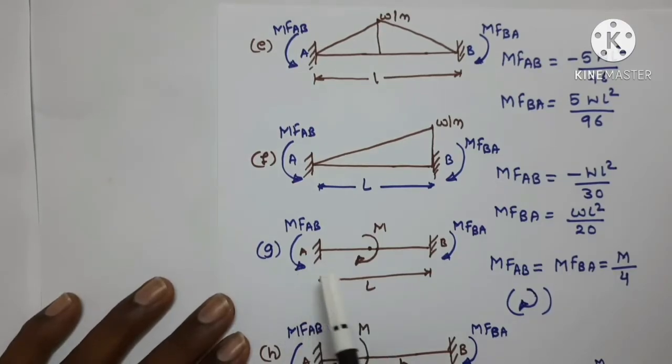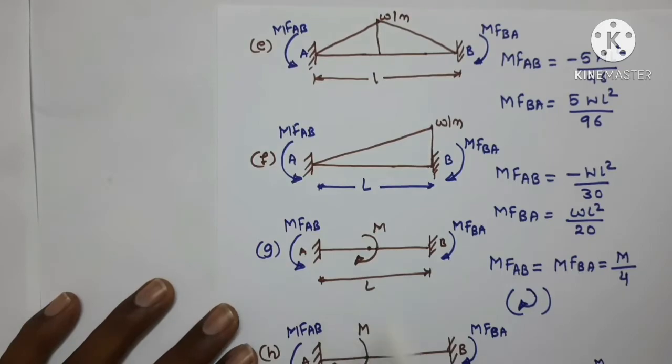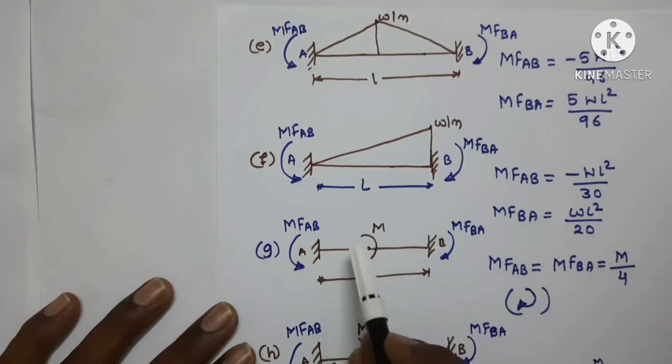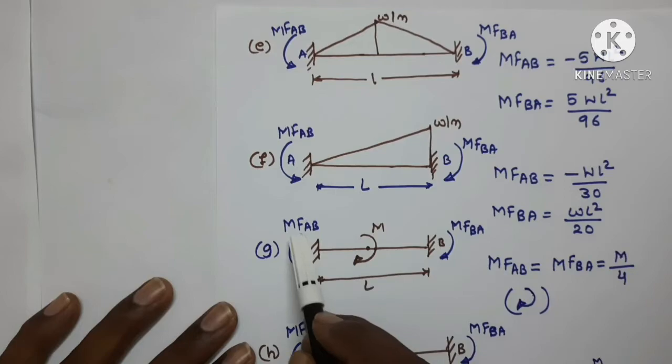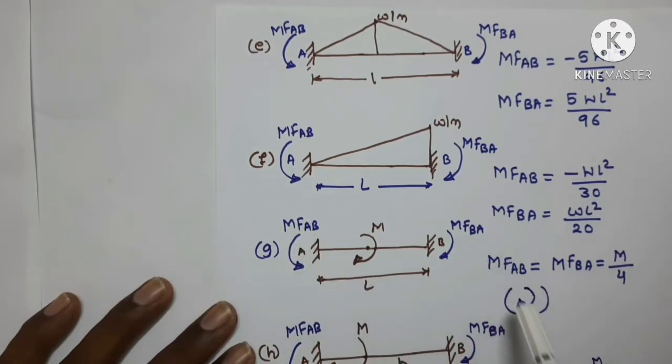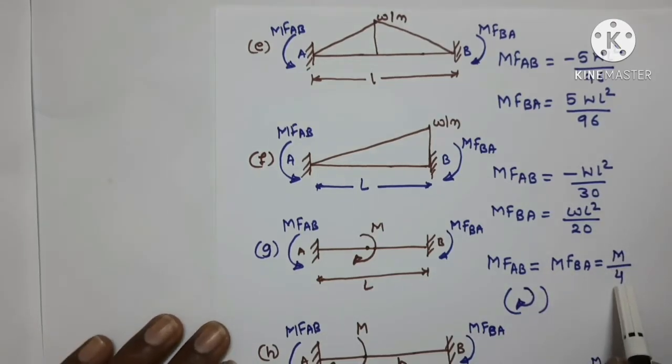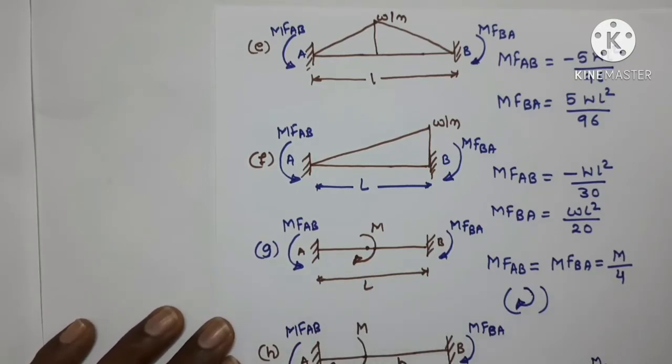Next case, if a moment is acting on the member B, because these are the loading condition examples, when we go for solving the examples, this condition will be applicable. For that reason, we have to know what the conditions are. If a moment is acting clockwise on the member, for MFAB and MFBA, I will consider MFAB equal to MFBA equal to M by 4, that is a clockwise moment. So both are clockwise fixed end moments, so we need to consider that.